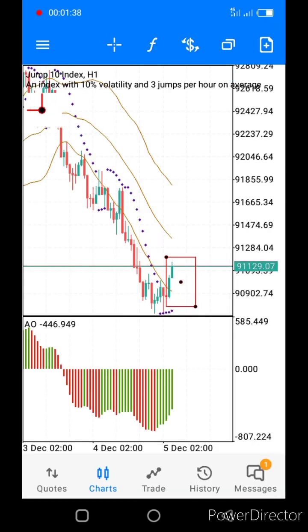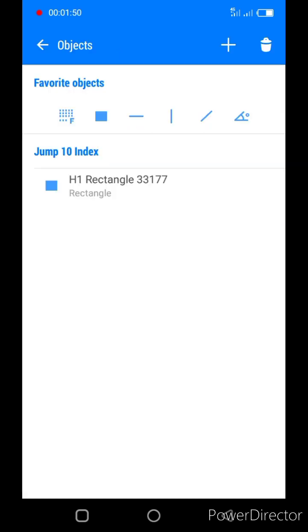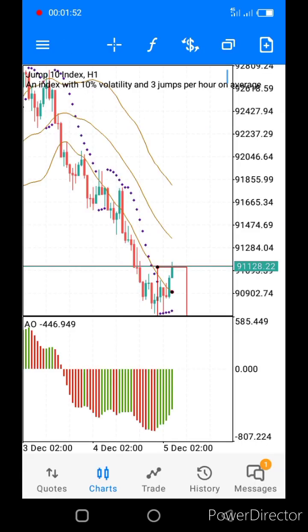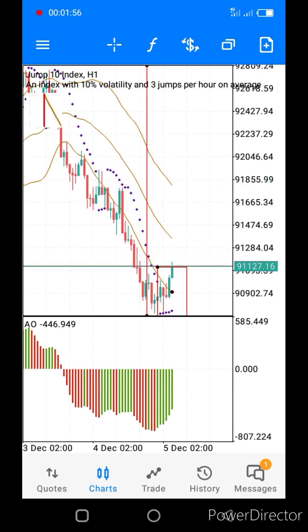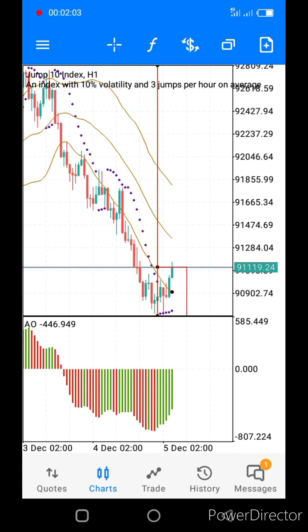Parabolic SAR is a trend indicator. So these are the dots. We have about 5 dots already now. The market is going up. If you have already entered this trade, I think the market picked up around this zone, on this particular candlestick. So the market has been on buy for almost 5 hours now.